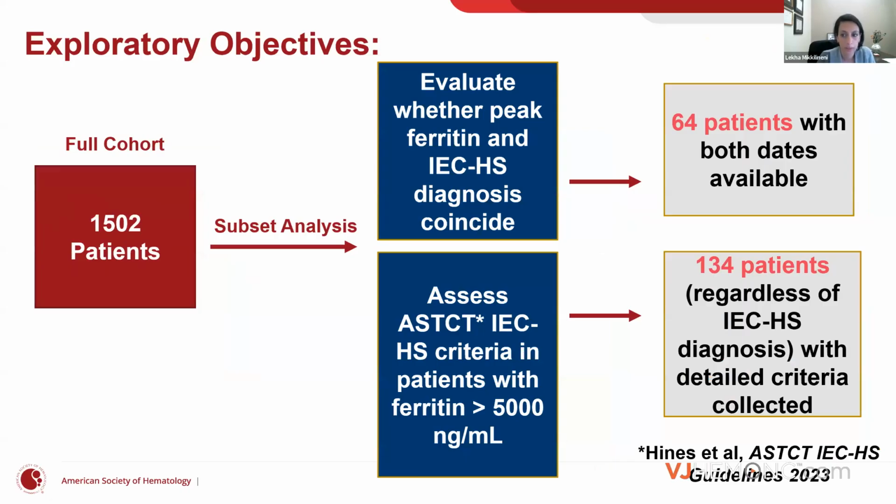So for exploratory objectives, we wanted to focus on subset analyses within the full patient cohort. We evaluated whether peak ferritin and the timing of IEC-HS diagnosis occurred together, which we were able to assess in about 64 patients who had both dates available. And the second, we examined whether the AST/CT IEC-HS criteria in patients with ferritin levels above 5,000 nanograms per milliliter, whether they had those criteria. So we had detailed criteria for about 134 patients, regardless of whether they were diagnosed with IEC-HS or not.